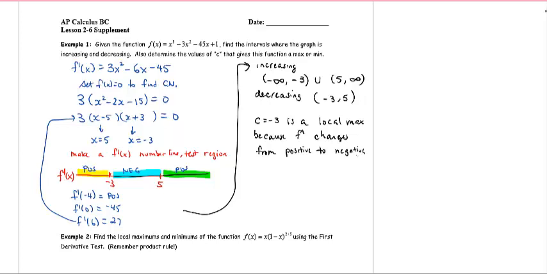Okay, and how about the other critical number? Well, if you said that must be a local min, you are correct. Can you tell me why? I know you can tell me why. Because it changes from negative to the left to positive on the right. There you have it. Done.